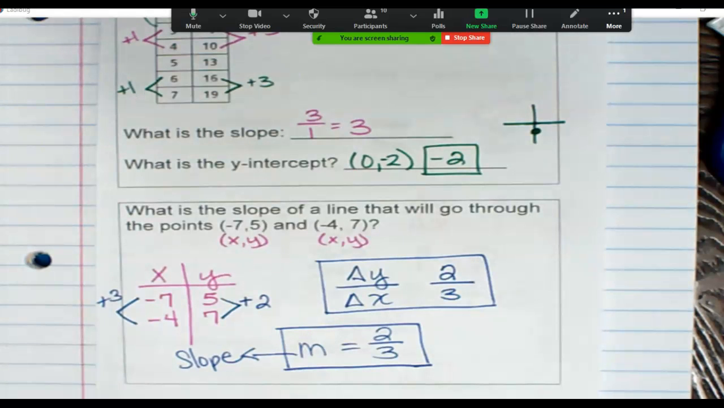All right, I want you to take a moment and glue this into your spiral. If you completed this online, make sure you have it saved somewhere for good reference.